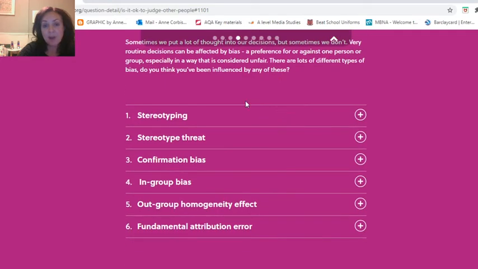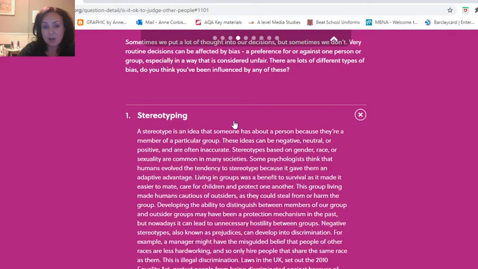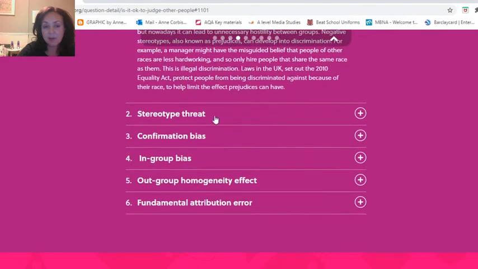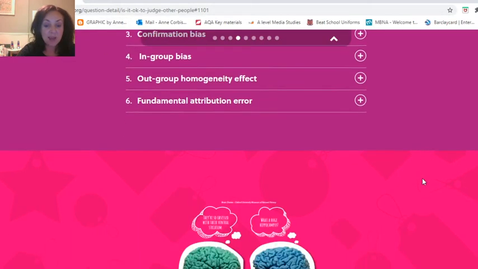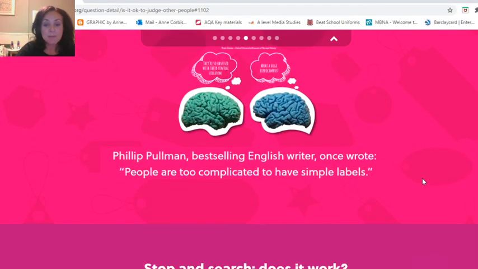There are lots of different types of bias. Do you think you've been influenced by any of these? And then there's information here on all these different things. Stereotyping, stereotype threat, confirmation bias, in-group bias, out-group homogeneity effect, fundamental attribution error. You won't know what those mean, which is why I would like you to have a look at this website and just play around with it.